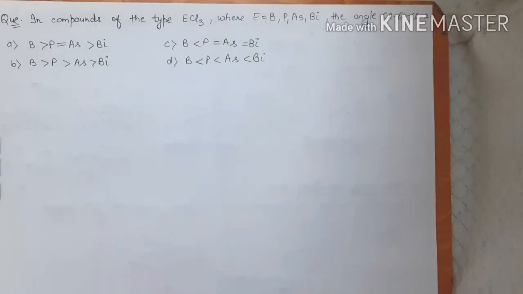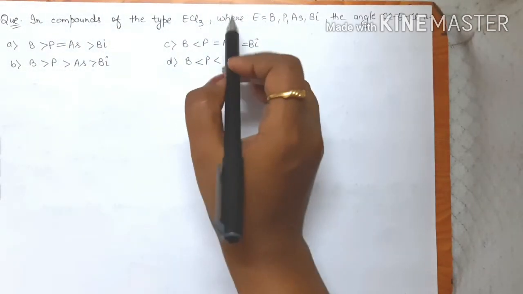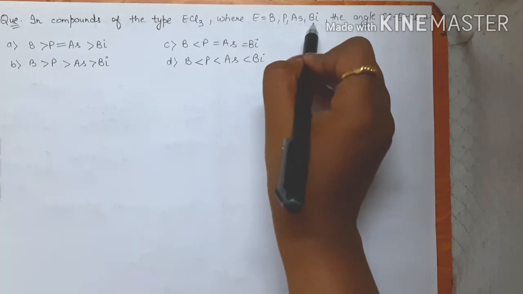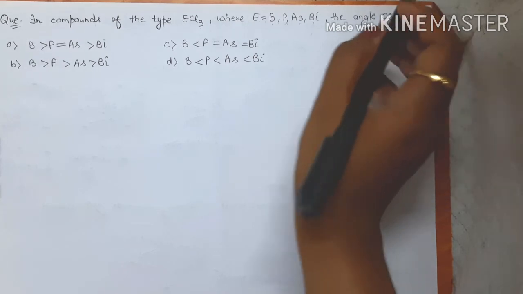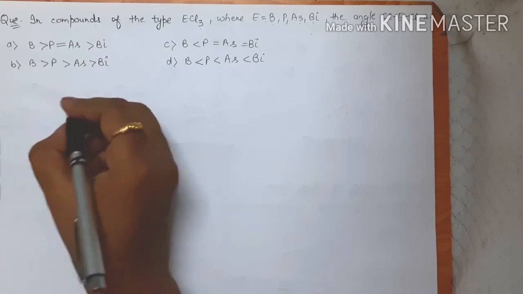So the next question says that in compounds of the type ECl3, where E is either boron, phosphorus, arsenic or bismuth, the angle ClECl is... So we have to find out the bond angle trend. First we have to look for the type of molecules which are being formed.